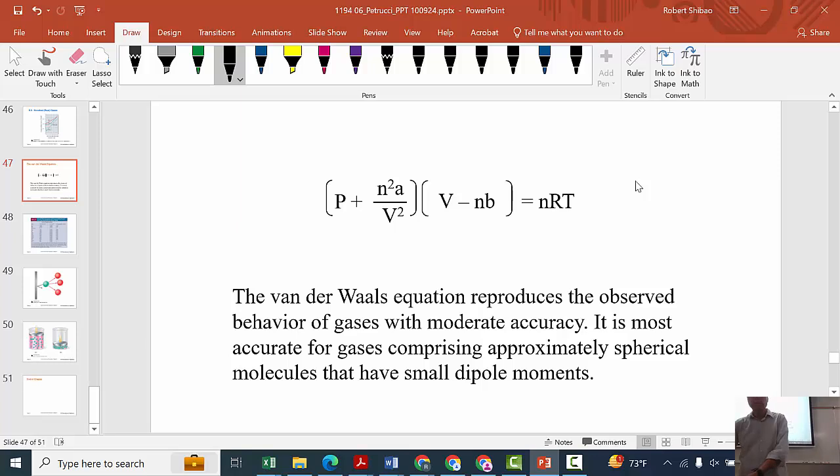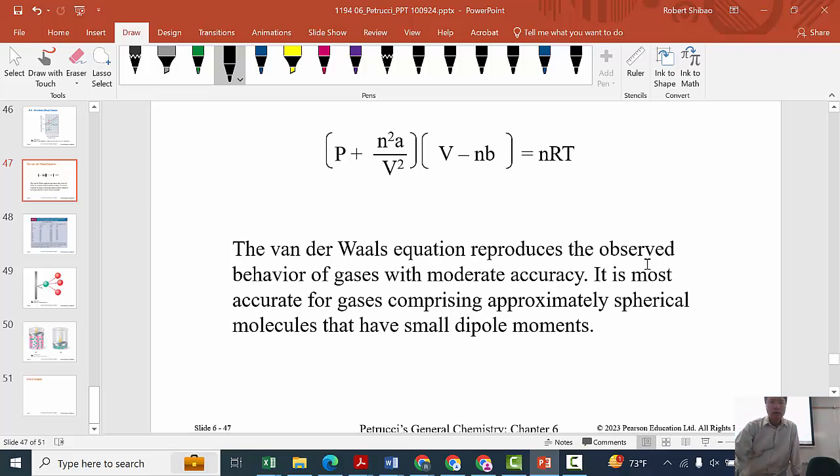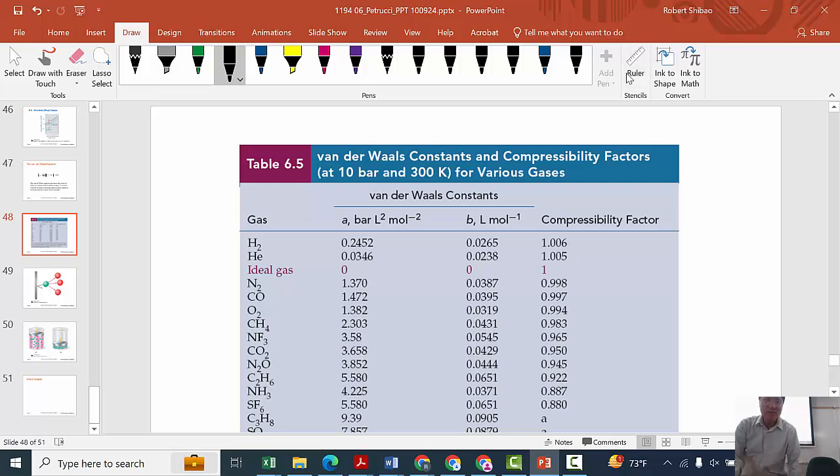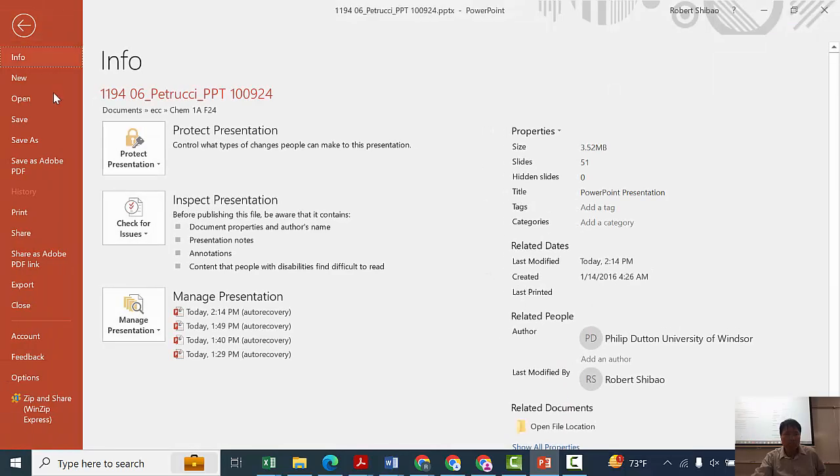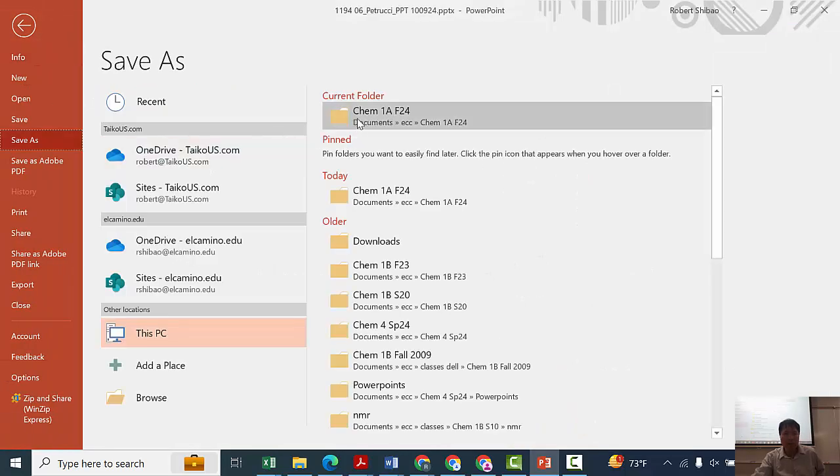And so we can get a more accurate calculation with this. Okay. There are other non-ideal gas laws. This is one. There's the Virial equation, another, and there are others. All right, that's the end of chapter 6. It finishes with that. And then what I want to talk about next is redox.